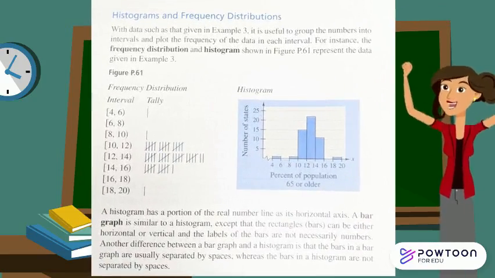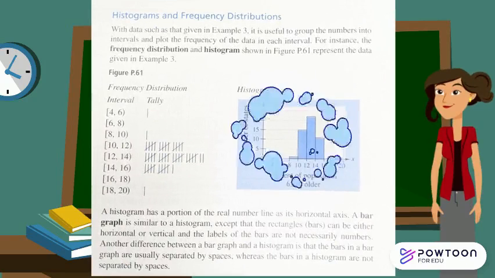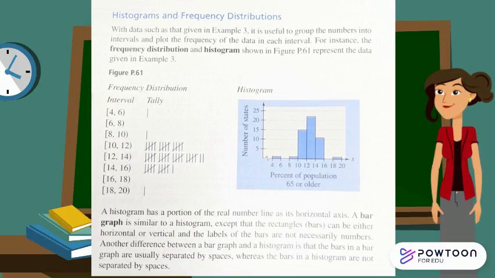We can make frequency distributions where we have tally marks to total up the data, or we can make histograms, which is similar to a bar graph, but it uses the entire real number line and the bars are connected. Whereas in a bar graph, the bars are separated.